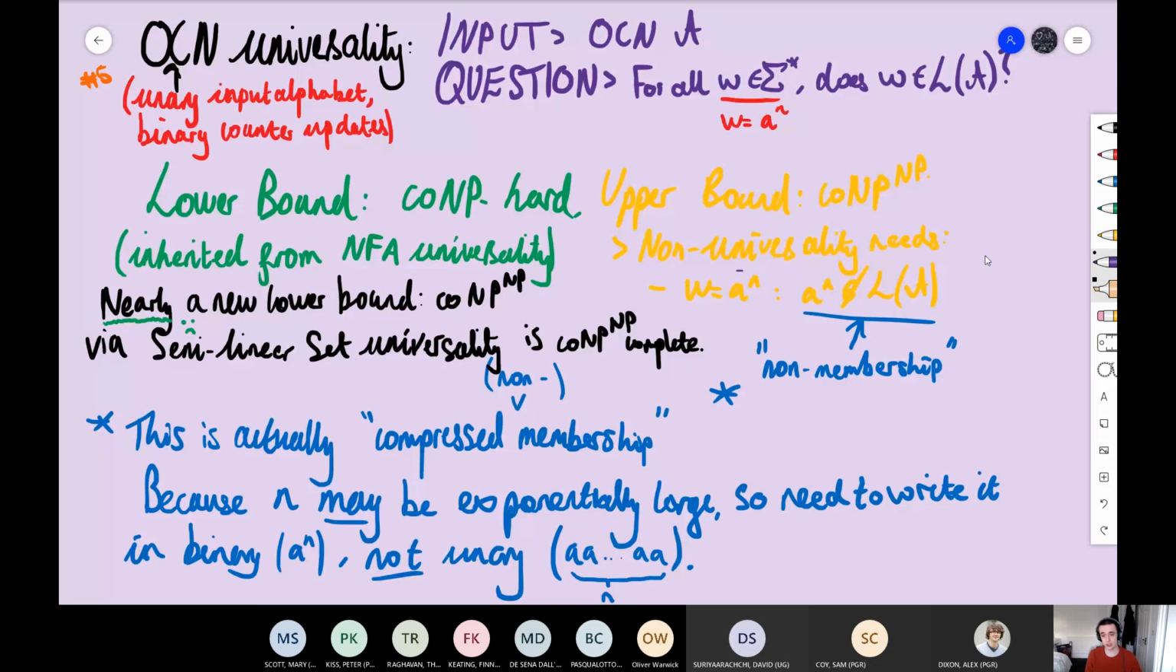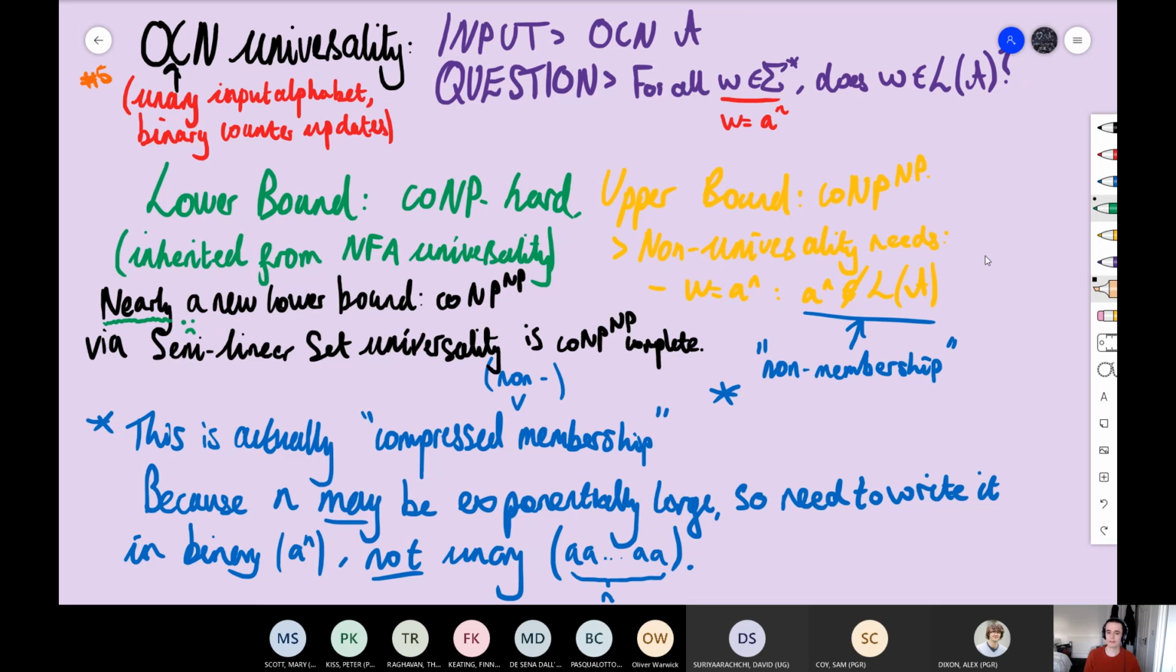And then the upper bound is more recent. I want to say the date is 2020 on this upper bound, maybe 2019, so it's super fresh. The upper bound is co-NP to the NP. And the reason why is cool. Co-NP to the NP means the problem is in co-NP with access to an NP oracle. So let's think about non-universality. Let's get rid of the co and look at non-universality.